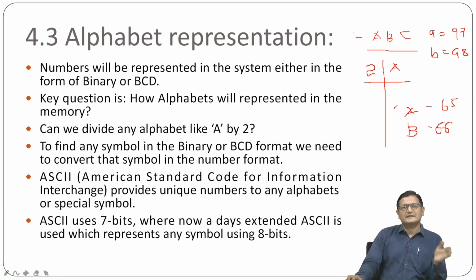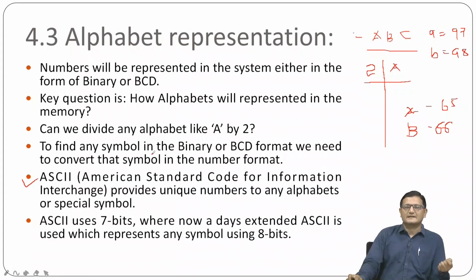So each symbol has its own unique number, and that number is called ASCII, right? If someone asks you, small a is represented as 97. So 97 is the ASCII value of small a. 98 is the ASCII value of small b. 65 is the ASCII value of capital A, right?